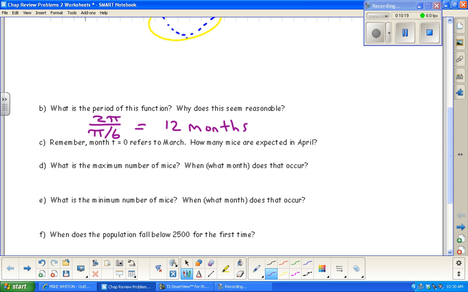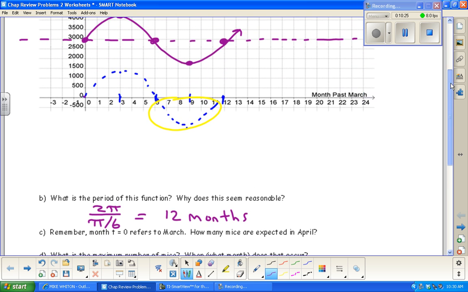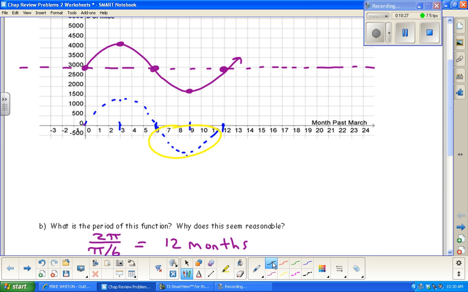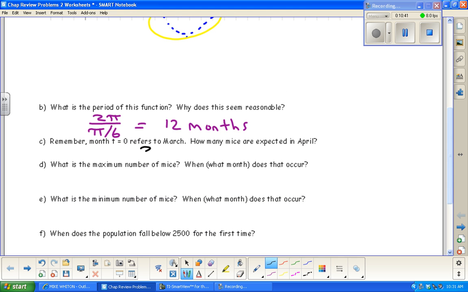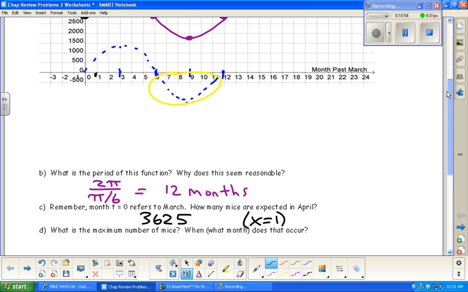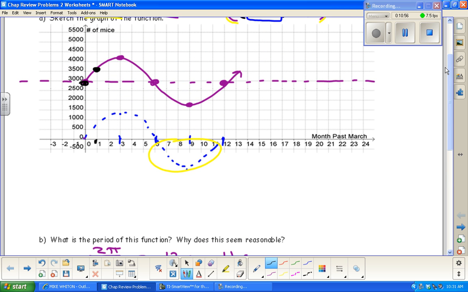Part C, if month t equals 0 is March, how many would be expected in April? Okay, so the key was this thing started in March, so this 3,000 value was for March, so the next month would actually be April. So whatever that value is in April would be our answer there, and you can get that from the table on your calculator. It should be 3,625. Okay, so that was referring to when x equals 1 or when t equals 1 on the calculator, 1 month later.